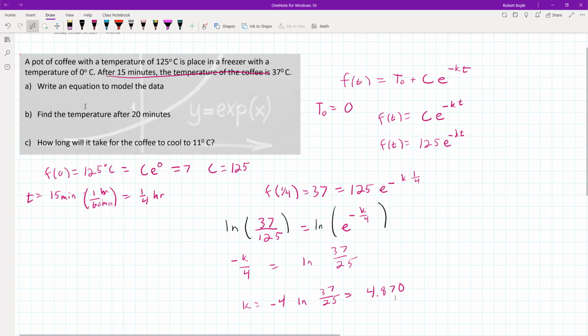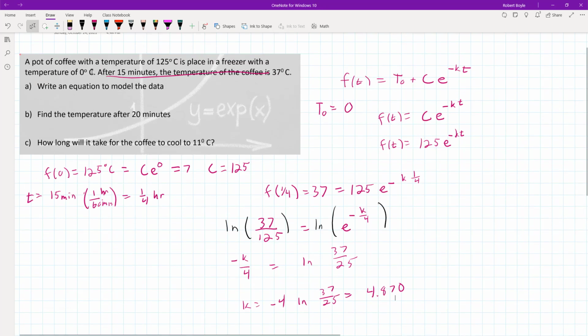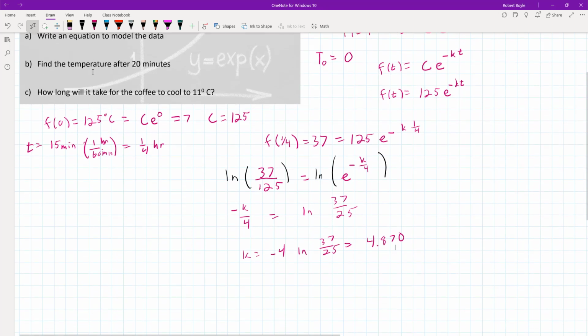Now, part B is to find the temperature after 20 minutes. Well, first, I have not finished part A yet. I need to finish writing the model, but now we can do that because now I know what k is, and that is going to give us that f of t is going to be equal to 125 e to the negative 4.870 times t.